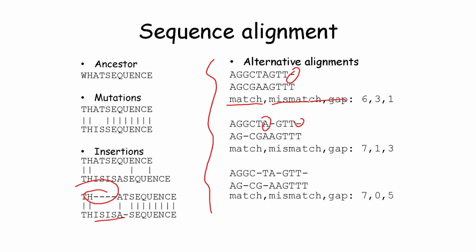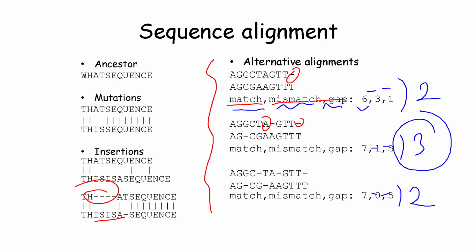Roughly speaking, the higher the number of matches and the lower the number of mismatches and gaps, the better the alignment. One way to put this idea into a formula is to add the number of matches and subtract the number of mismatches and gaps, giving us a score of 2 for the first alignment, 3 for the second one, and 2 for the third. So with this approach, we would say that the second alignment is the best of these three.